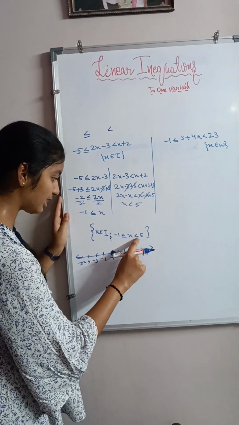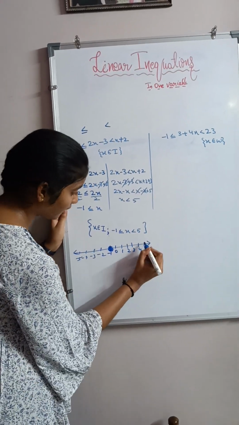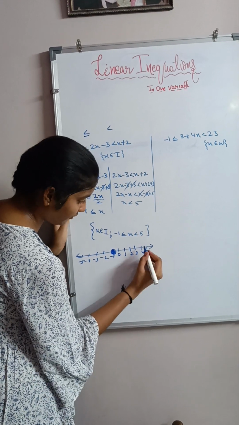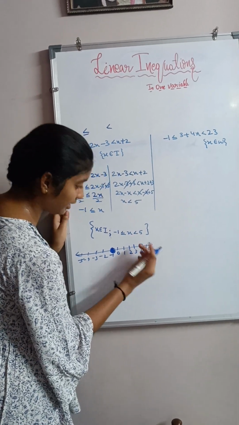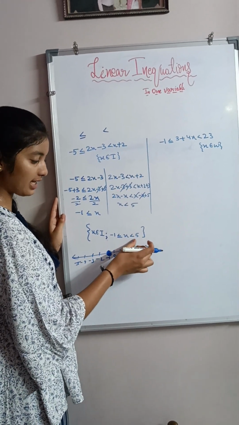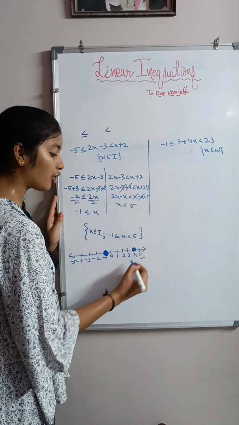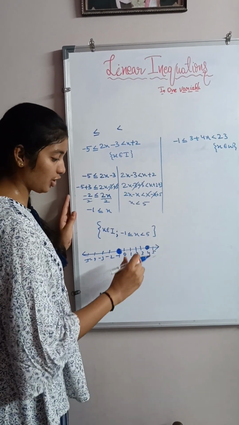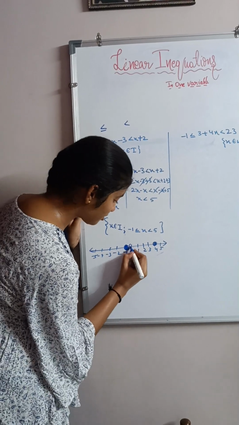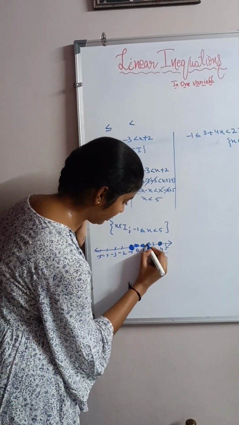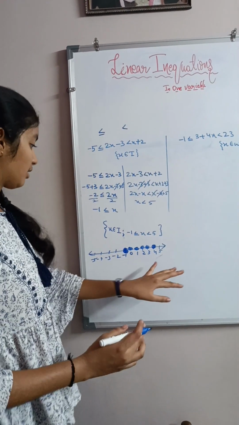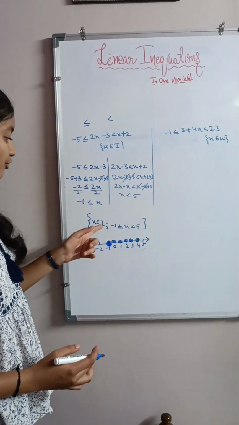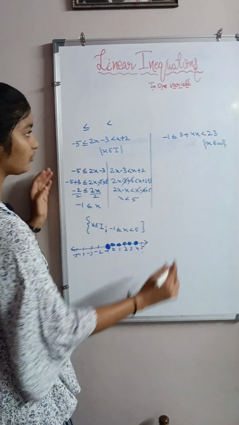And next, x is less than 5. Means what? Less than 5 means we need to round up this. It is not less than or equal to. If this is less than or equal to, we can round up 5. But it is not less than or equal to, it is just less than. So the middle terms will be shaded. This is how we represent on the number line for the integers.